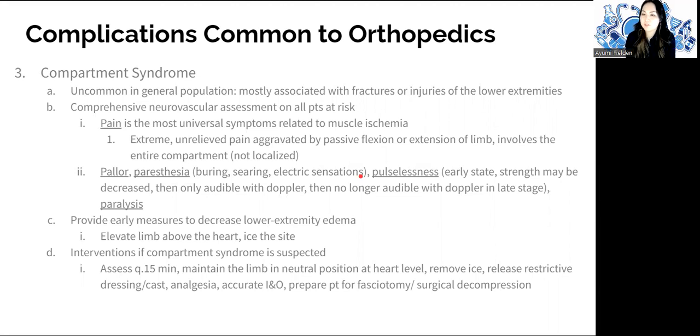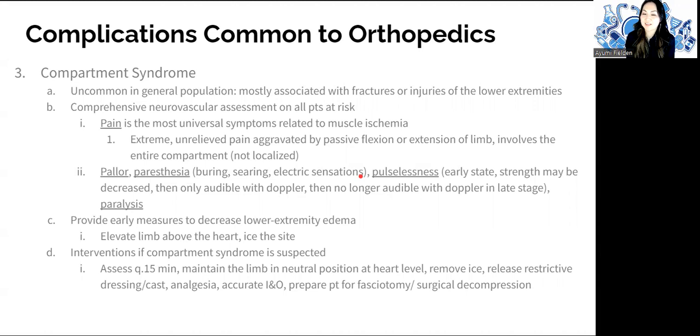You want to prevent compartment syndrome if possible. So how do I prevent compartment syndrome? You want to elevate the limb above the heart. So that's why when you recover a patient who had orthopedic procedures, you are elevating the limb. We'll talk about that in just a little bit, but you want to elevate the limb above the heart. You want to ice that site.